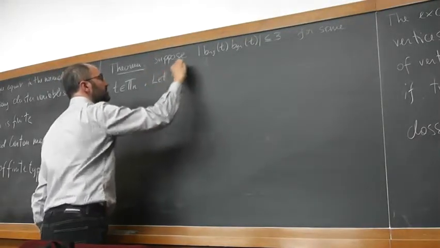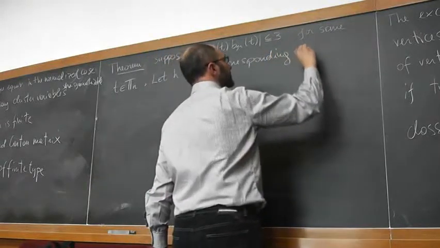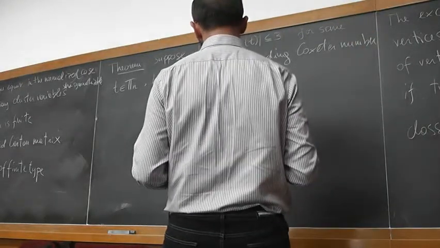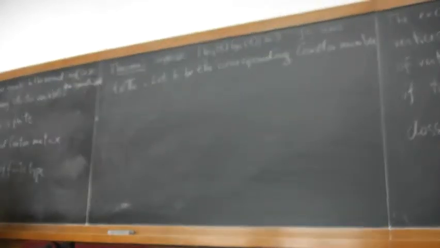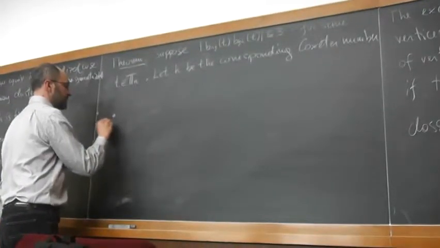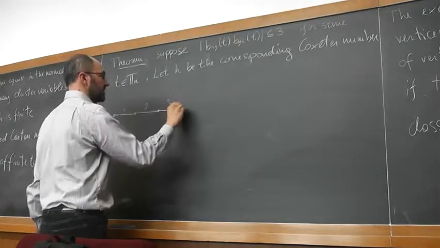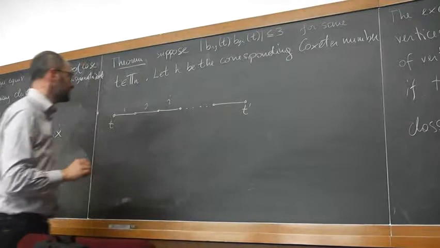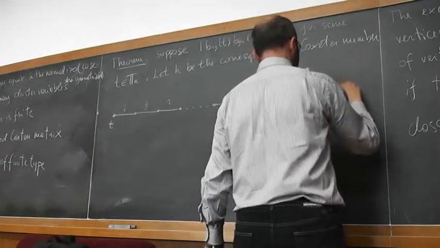So let h be the corresponding number. And then, starting from T, we proceed with a path whose labels alternate i and j, getting to T prime, a path of length h plus 2.